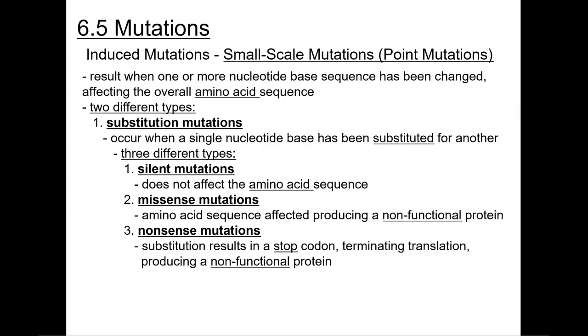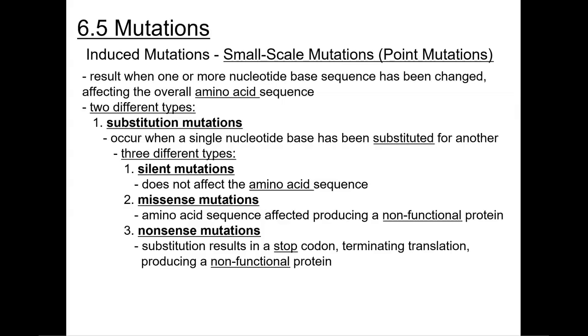The first one for the substitution can be referred to as a silent mutation. That doesn't affect the amino acid sequence at all, because when you look at the amino acid chart, lots of these codons will code for the same amino acid. So a silent mutation, yes, it did change at one singular point, but it's not going to change the amino acid that it codes for. So it's still going to make the same amino acid, which would then not change that protein or enzyme.